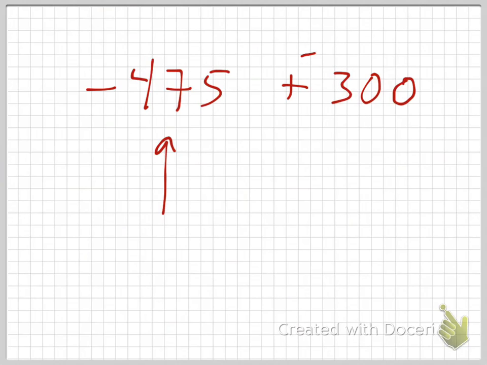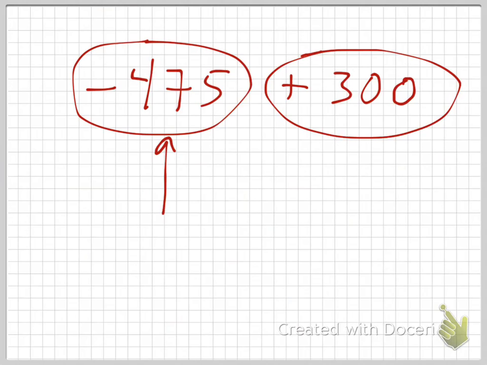And then after that, I throw on 300 positive poker chips. So I've got 475 negative ones and 300 positive ones. What do I have to do at this point? Eliminate what? All the pairs. Now think, how many pairs am I going to have?